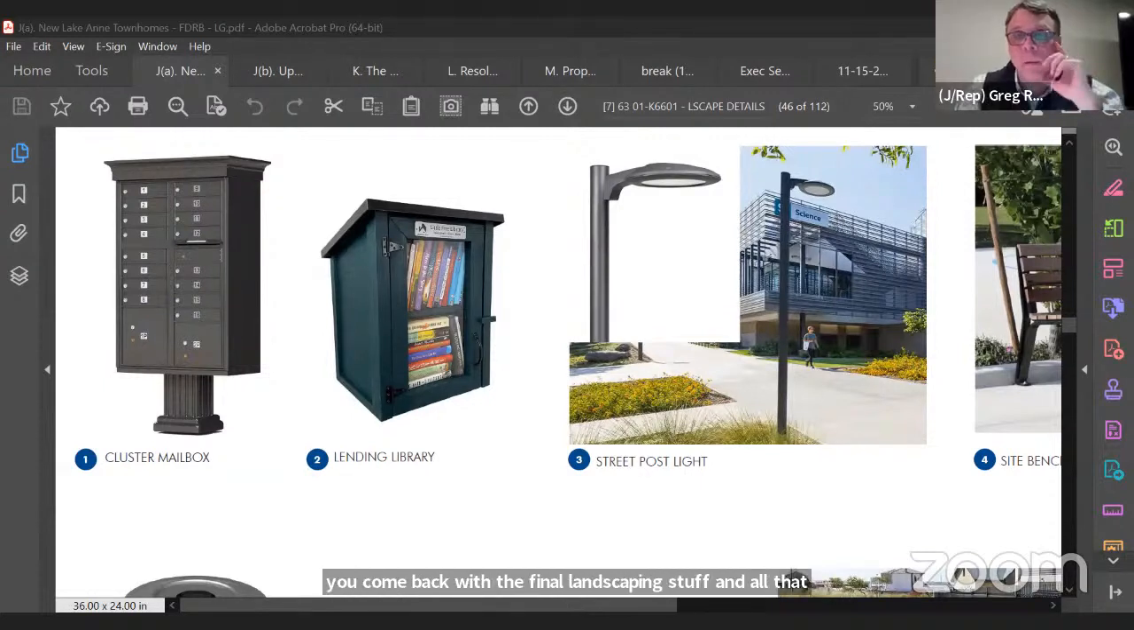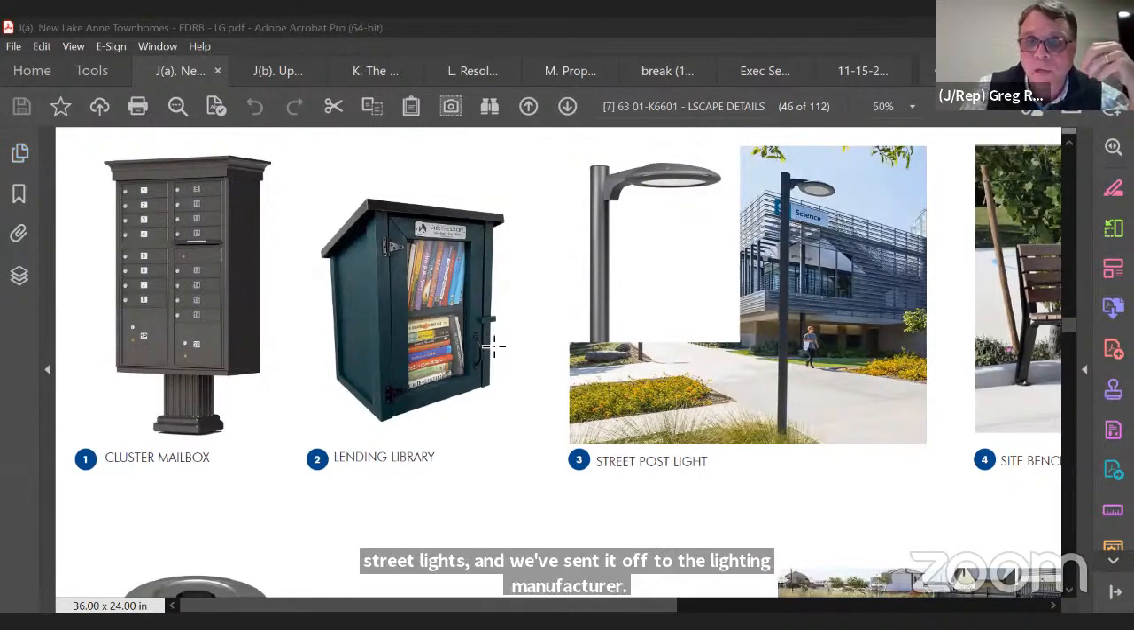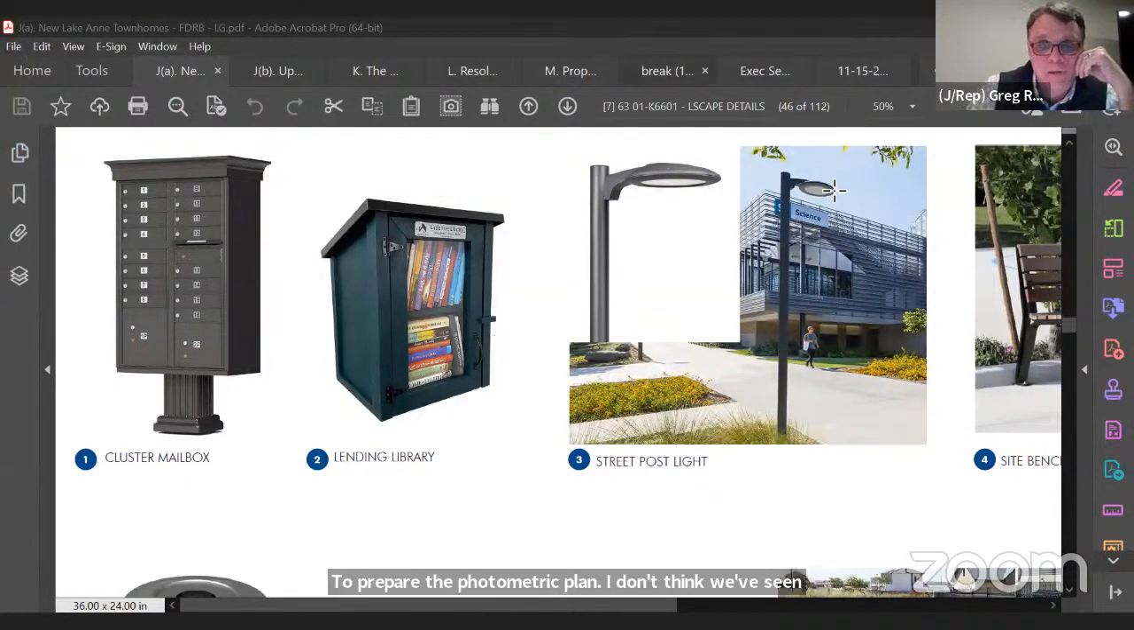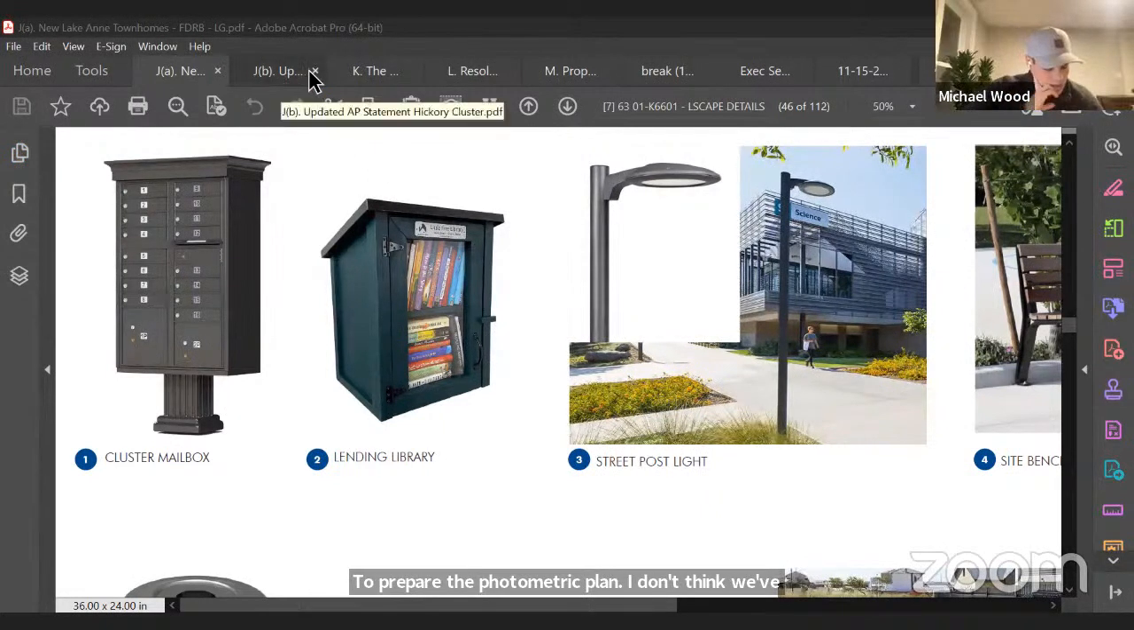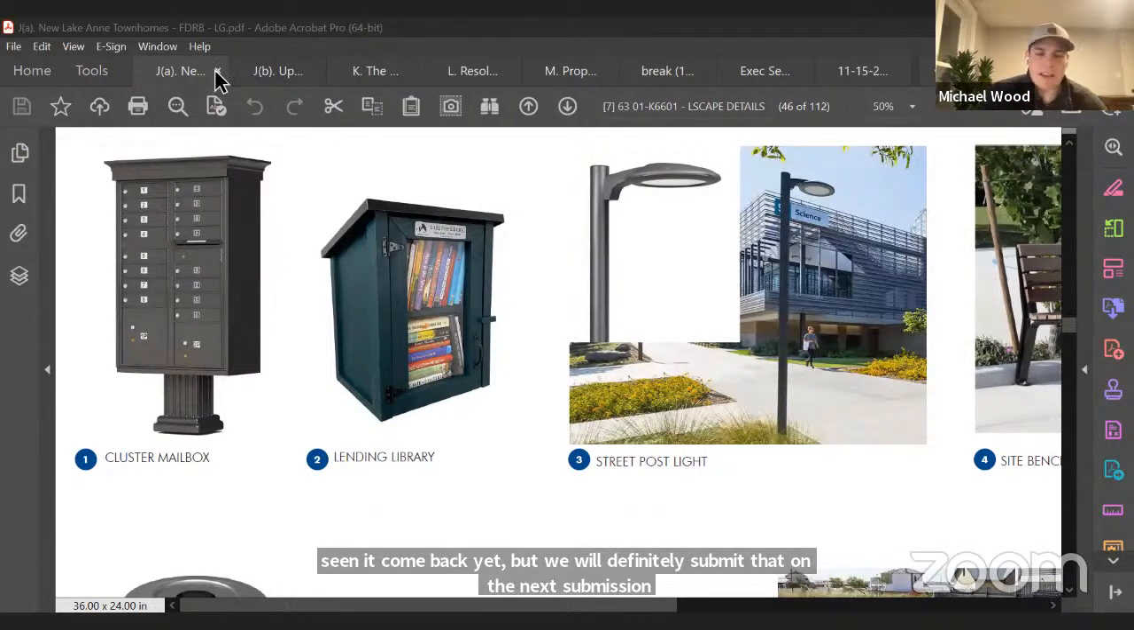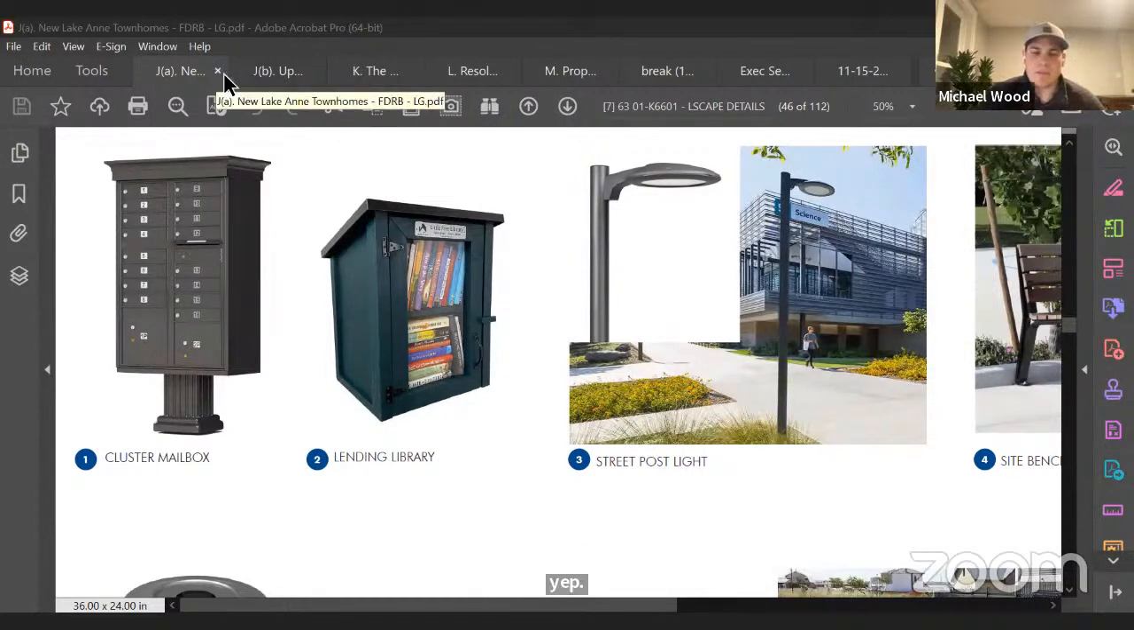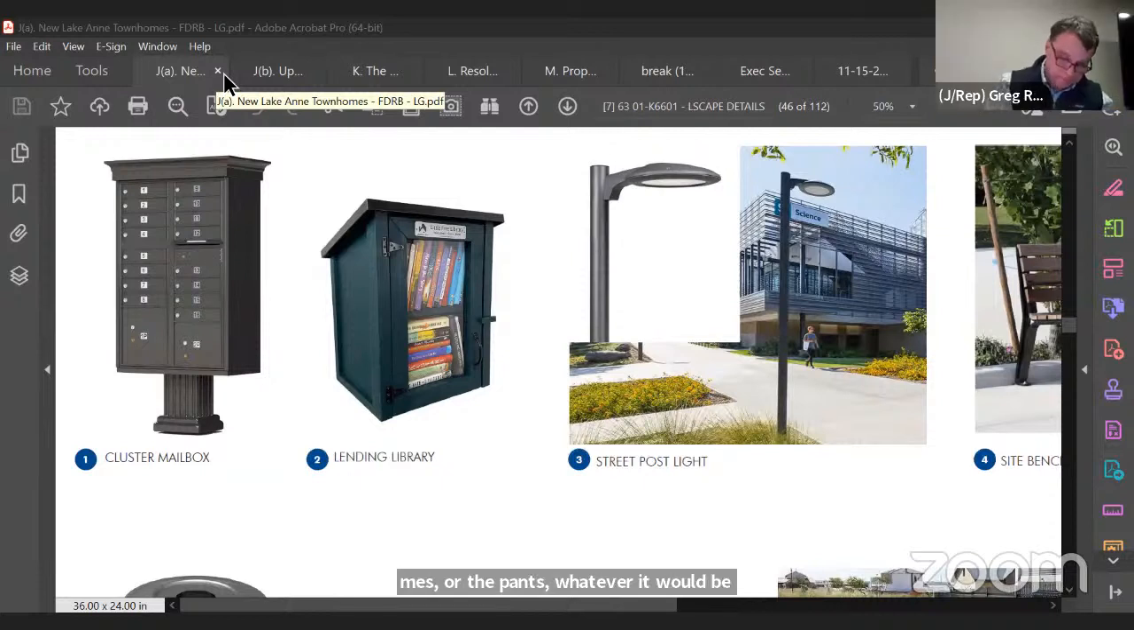Yeah, this is Greg from TriPoint. Yes, absolutely. We do have a plan that shows the location of all the street lights, and we've sent it off to the lighting manufacturer to prepare the photometric plan. I don't think we've seen it come back yet, but we will definitely submit that on the next submission. Okay, cool. And then obviously the paint colors. Obviously we can get the proper paint codes and/or names of the paints, whatever it may be, to address those two concerns from Cam. Yes. Okay, let me go around the room and see if anyone has any other questions for you all.